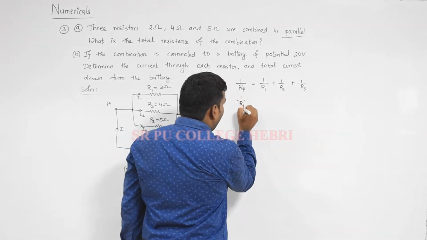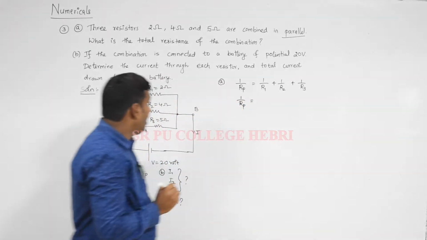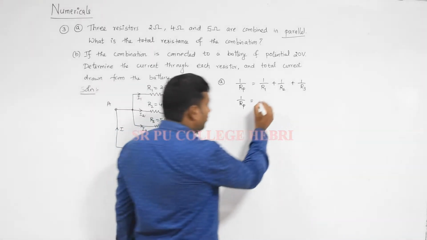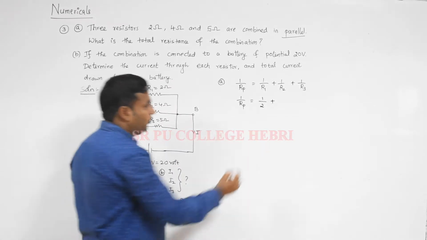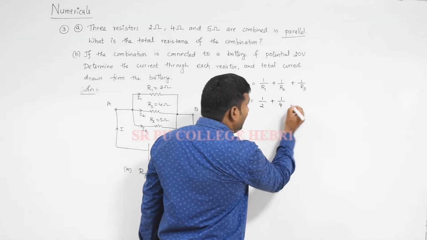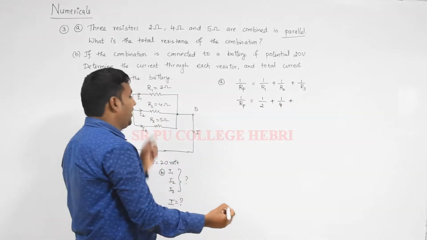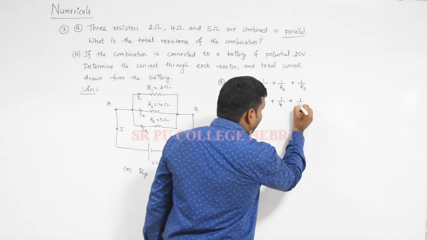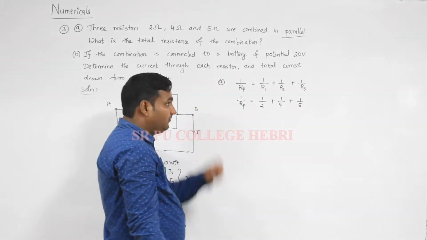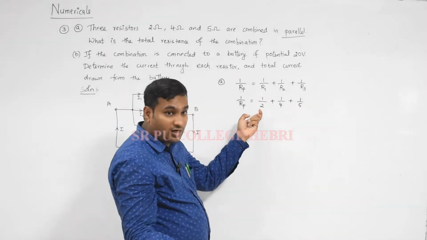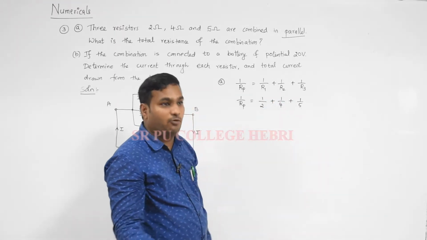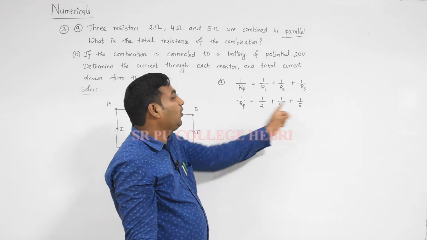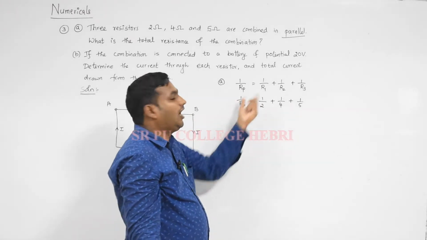That becomes 1 by Rp is equal to, here R1 value is equal to 2 ohm, it becomes 1 divided by 2, plus R2 value is equal to 4 ohm, it becomes 1 divided by 4, and R3 value is equal to 5 ohm, it becomes 1 divided by 5. Remember, simplify further. 1 divided by 2 we can take it like 0.5, 1 by 4 is nothing but 0.25, 1 by 5 is nothing but 0.2. Simplify that, add all these 3 and take Rp value.